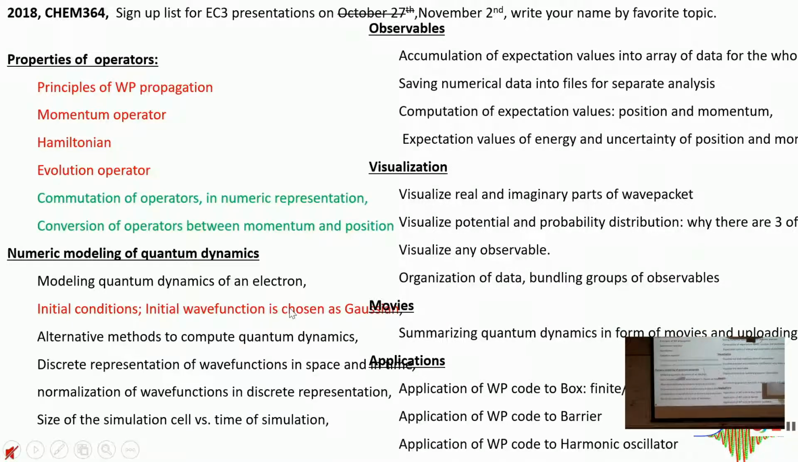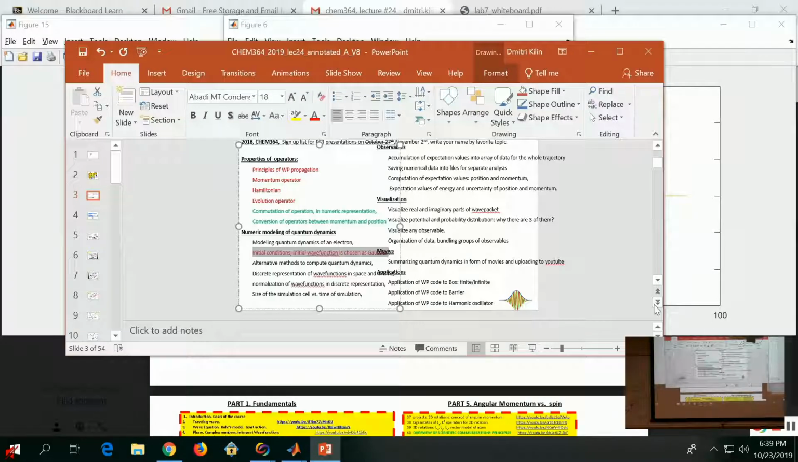So we did initial conditions P naught, right? And X naught is the initial position where it is located. So initial conditions are X naught and P naught. The initial wave function is chosen as Gaussian. So we're done with that. In some sense, we already did normalization of the wave function in discrete representation. We can double check it quickly.